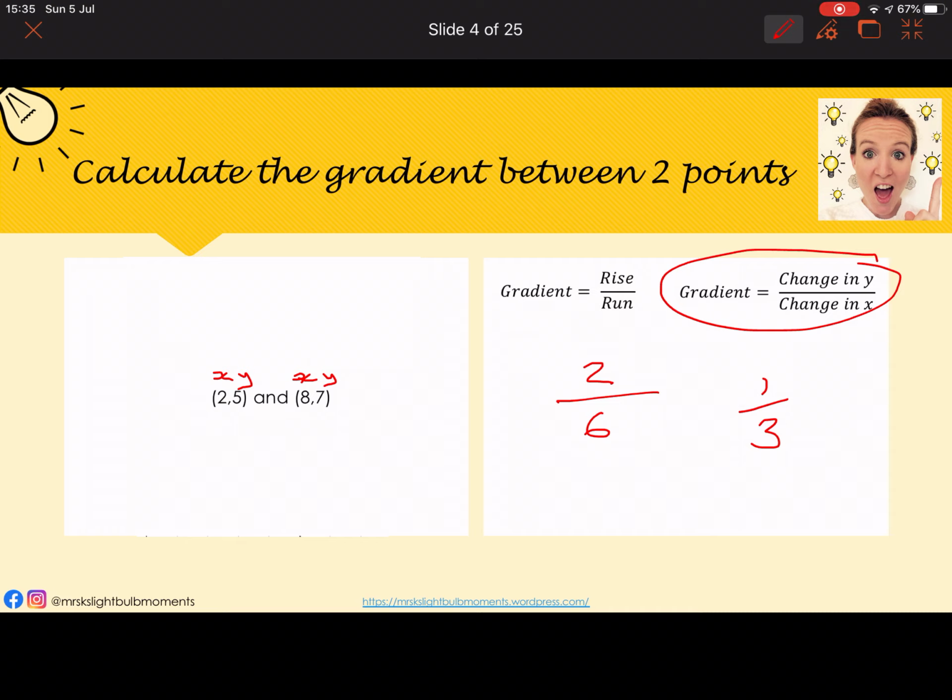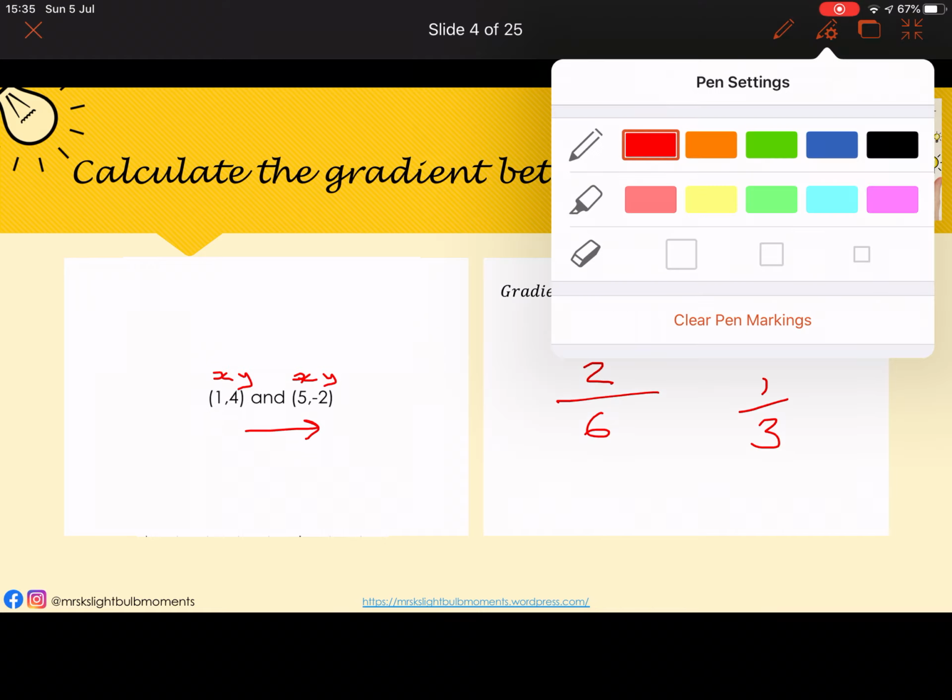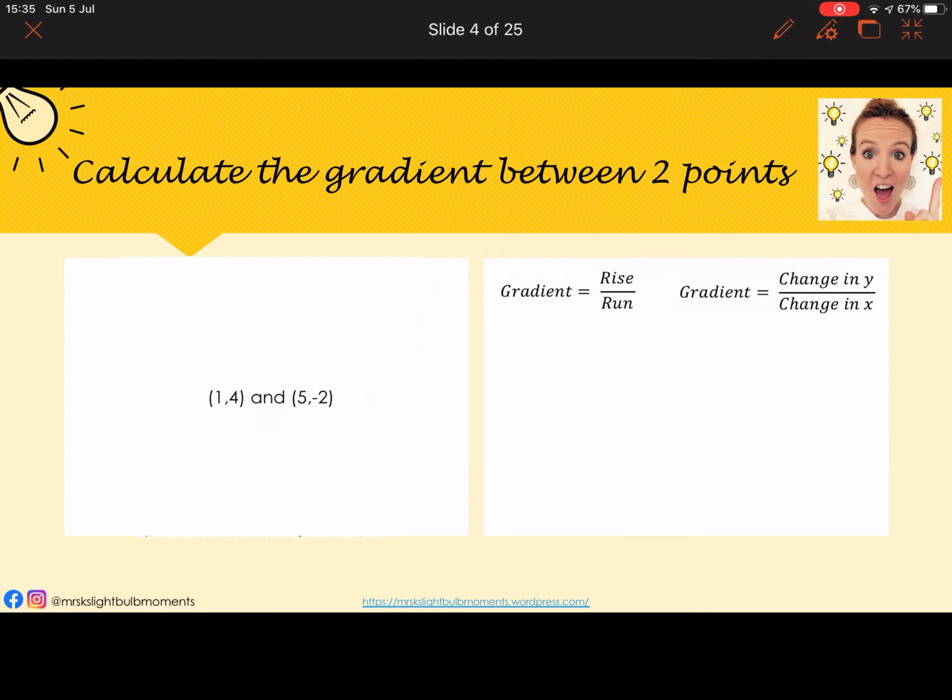Okay, just make sure you're going from one coordinate to the other in both cases, the same direction for x and y, and you shouldn't make any negative errors. Let's try one more of those ones. Have a little look at that. You have a go.